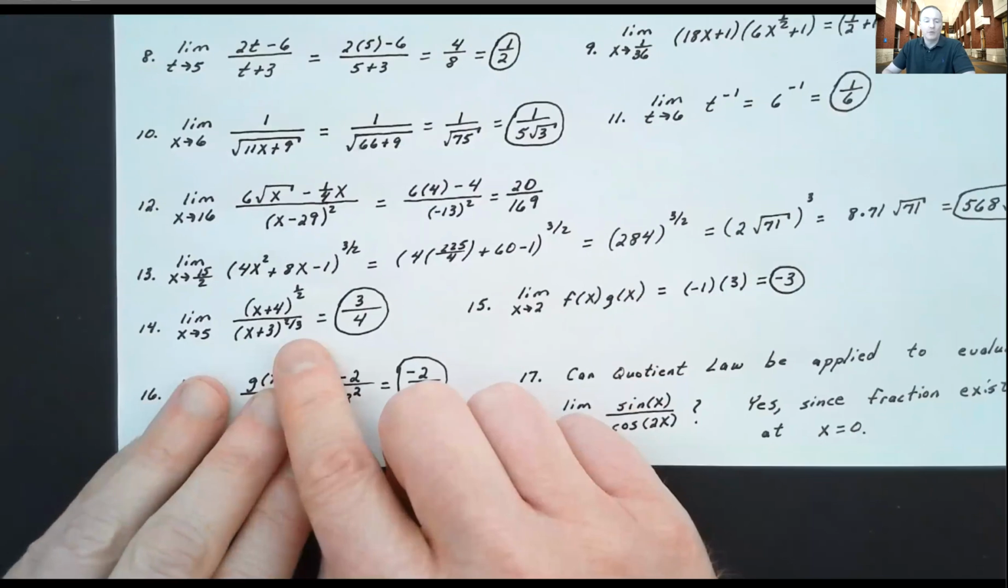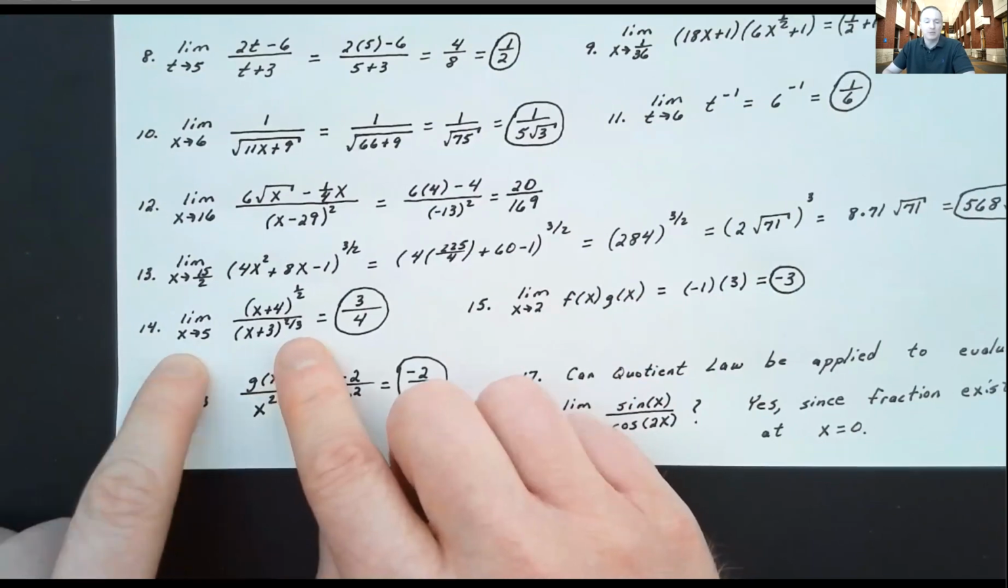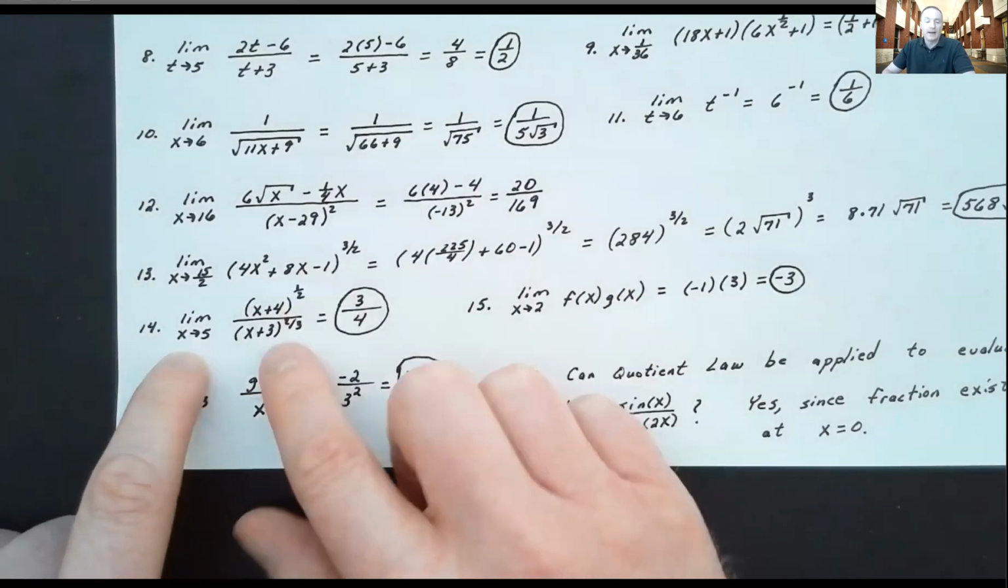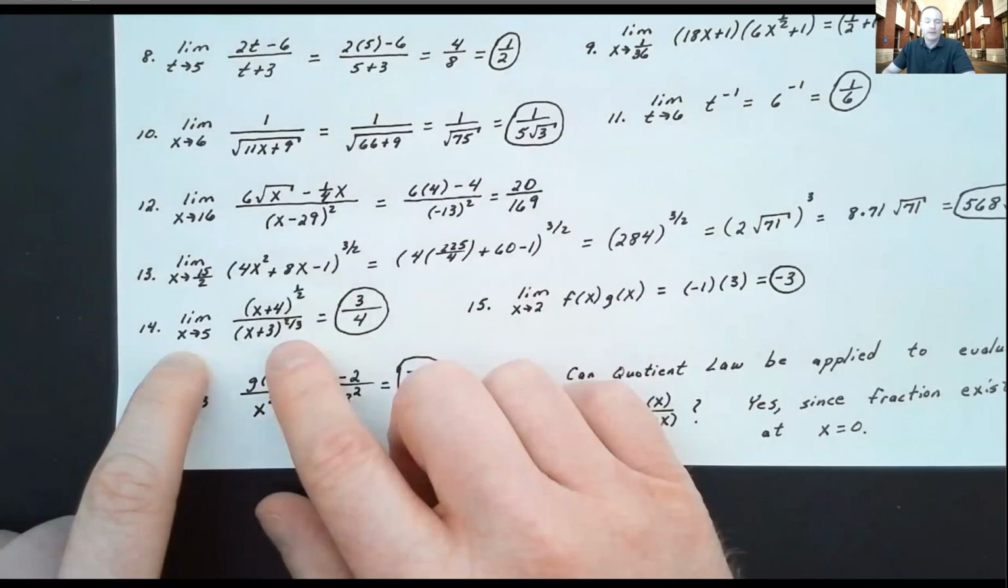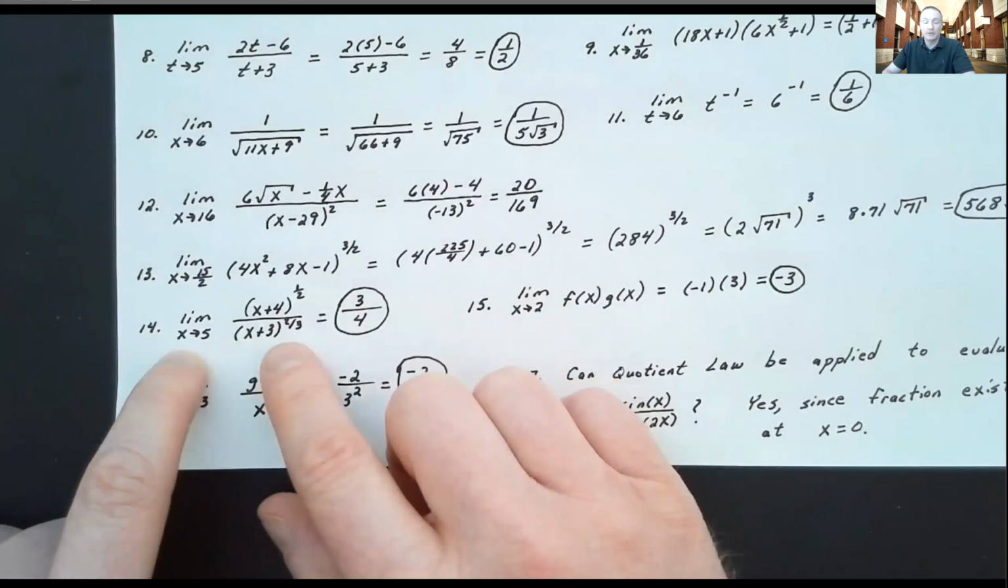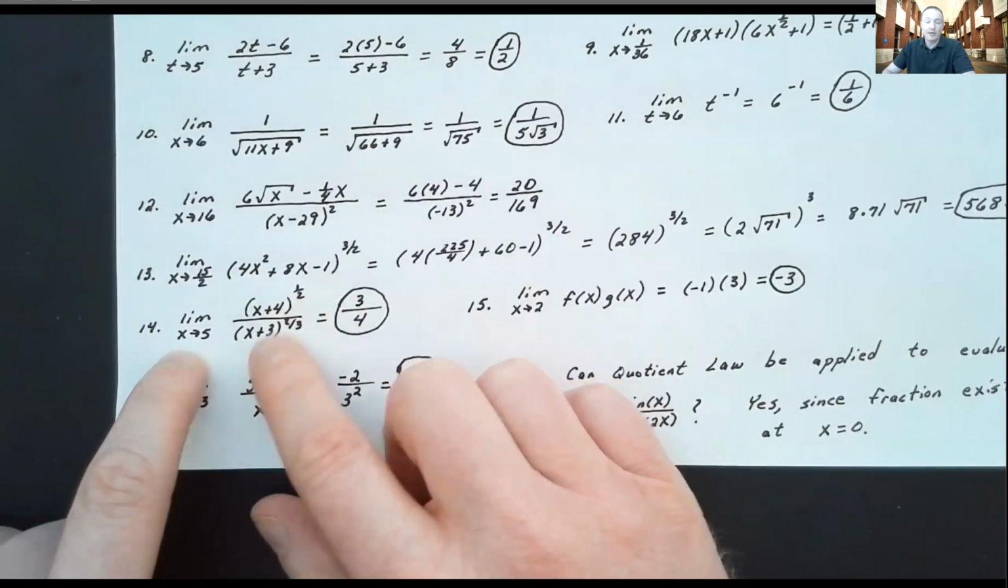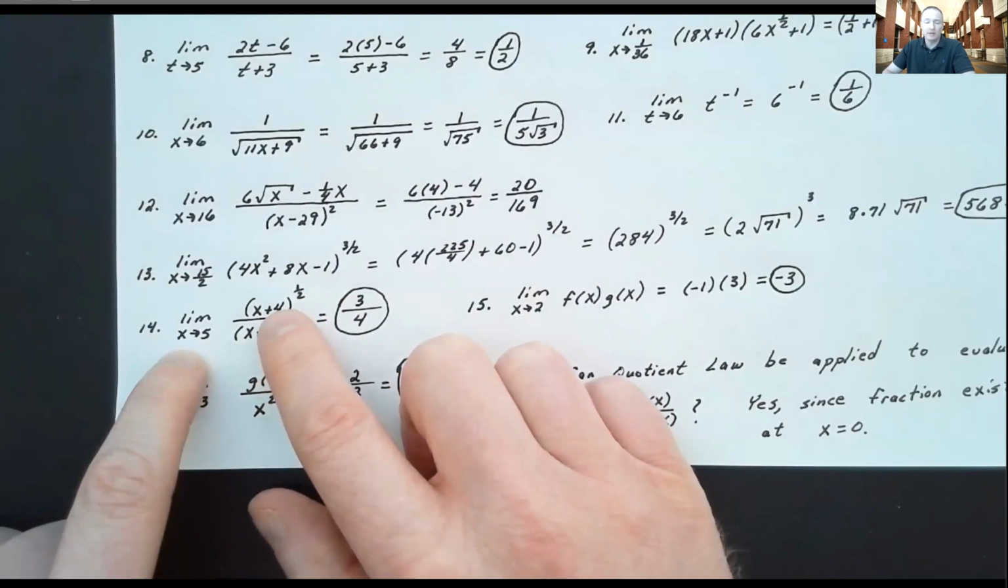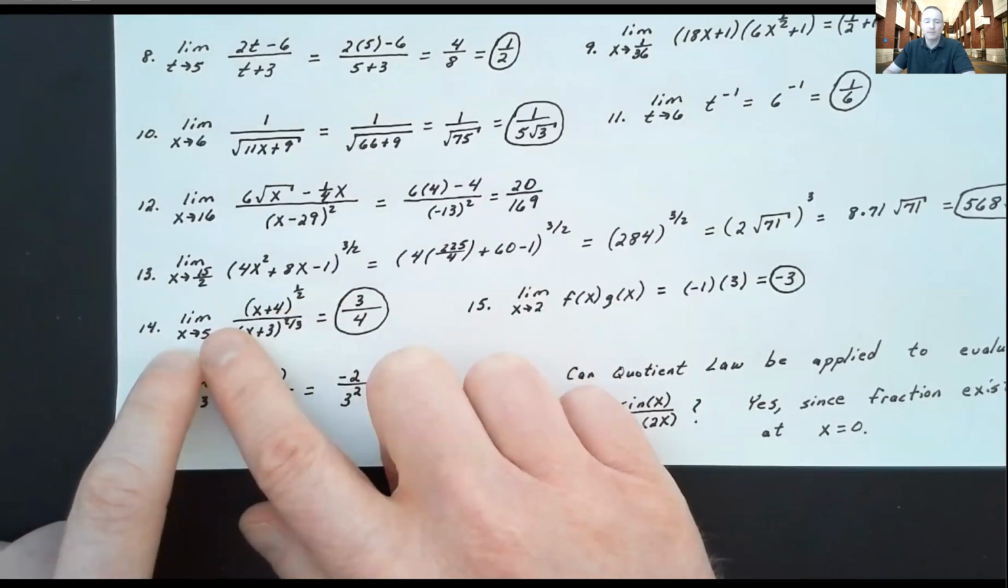For my number 14 question here, I have radicals within a fractional expression again. Limit as x approaches 5. I know that that's not going to create a 0 in the denominator. It's not going to create a negative in the term in the numerator, so this should be fine. You should be able to plug it in.